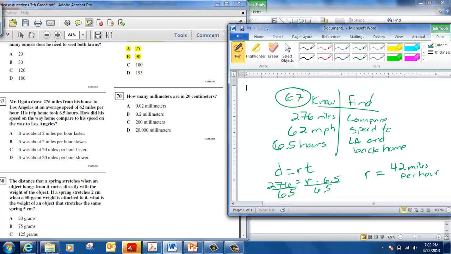So if I can compare this rate to this, I can look at some of the answers and see which ones fit. Well, I know it wasn't 2 miles faster because 42 is slower. And then 2 miles slower, no, that doesn't fit. Oh, 20 miles per hour faster. 20 miles per hour slower. So we have to figure out which one it was. So how did his speed on the way home compare? So on the way home, his speed was going to be D, because it was 20 miles per hour slower.